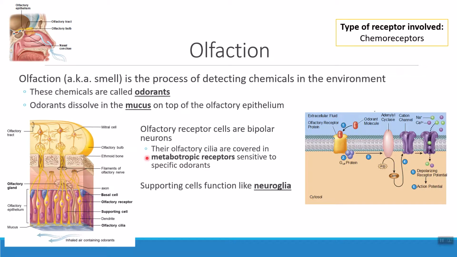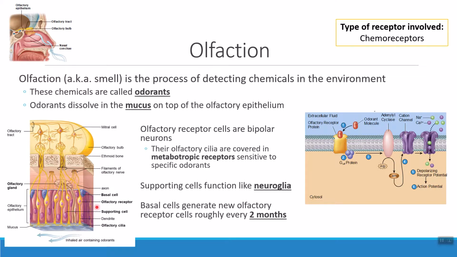In addition to having our bipolar cells that are covered in metabotropic receptors, we also have supporting cells in the olfactory epithelium. Those supporting cells function a lot like the neuroglia in the rest of our nervous tissue, so providing structure, providing protection and nourishment. All of those are functions of the supporting cells.